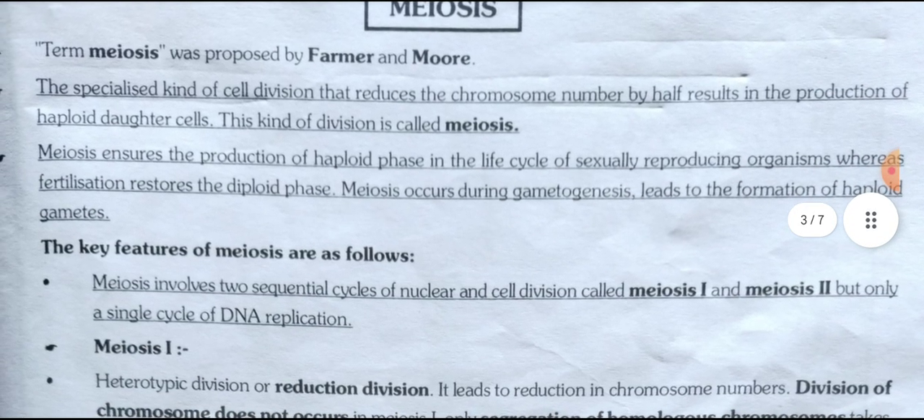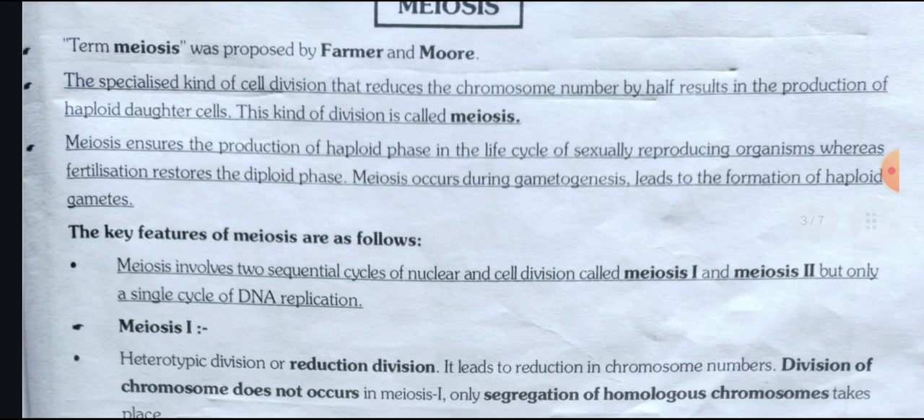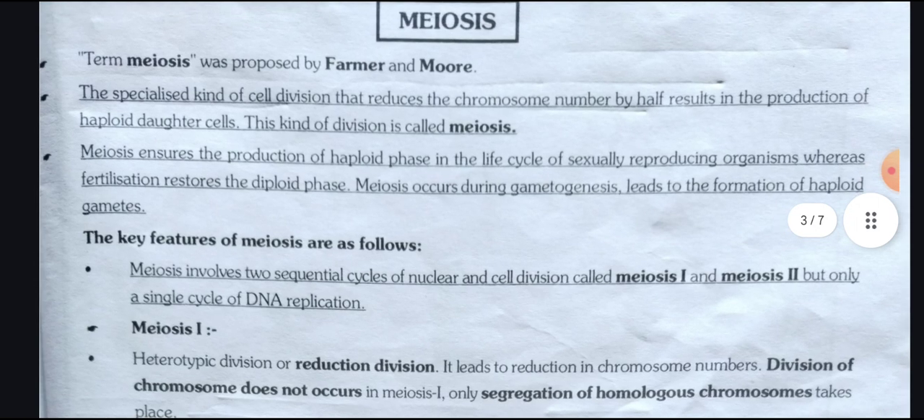Meiosis. The term meiosis was proposed by Farmer and Murray. The specialized kind of cell division that reduces the chromosome number by half, resulting in the production of haploid daughter cells, is called meiosis. Meiosis ensures the production of the haploid phase in the life cycle of sexually reproducing organisms, where fertilization restores the diploid phase. Meiosis occurs during gametogenesis and leads to the formation of haploid gametes.